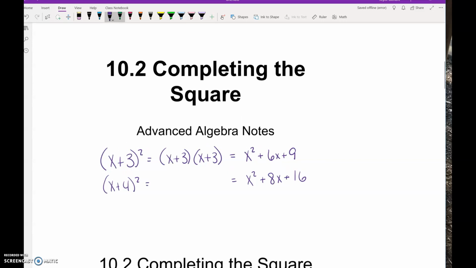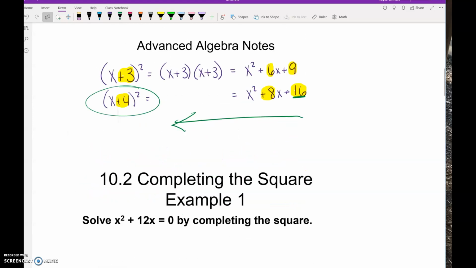And I want you to think for a minute about the relationship between 6, 9, and this original plus 3 that's in the binomial squared. 3 times 2 is 6, 3 squared is 9. And if you look at the next one, it's a positive 4. Positive 4 times 2 is 8. Positive 4 squared is 16. We're going to use this knowledge backwards. We're going to figure out what this number needs to be to complete the square so that we can go back to the binomial squared and then solve the equation.